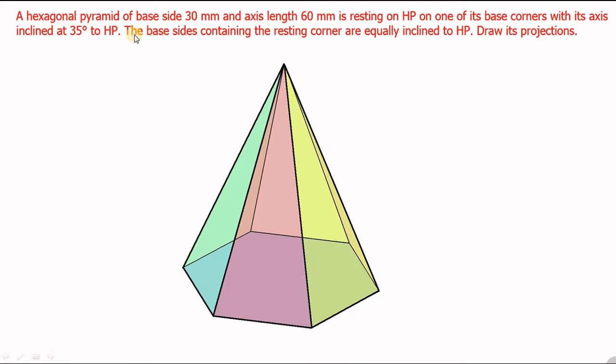One more point is given: the base sides, that is edges, containing the resting corner. When you take this corner as the resting corner, the edges connecting this corner are equally inclined to HP. So these should be equally inclined, such that you keep the corner in simple projection. Let us start the diagram, then you will be able to understand easily.